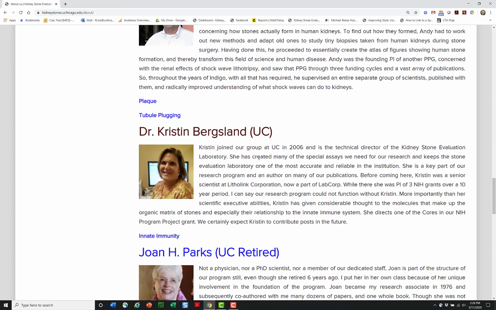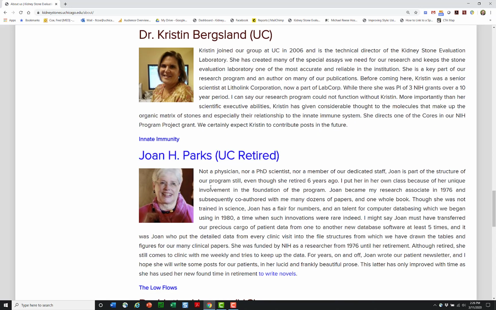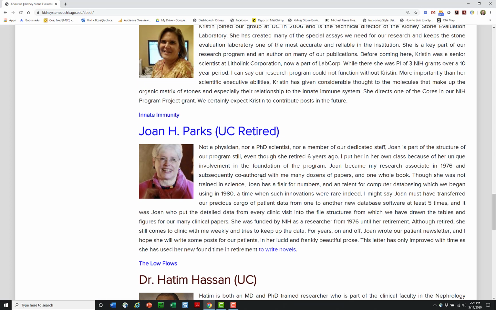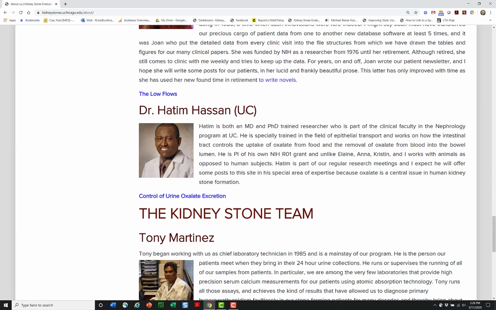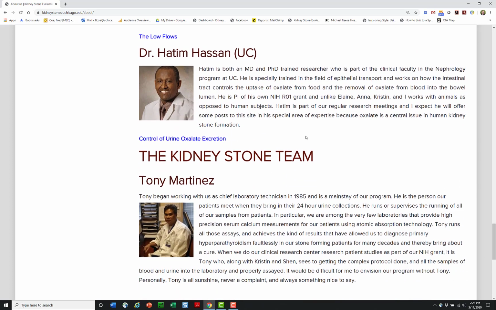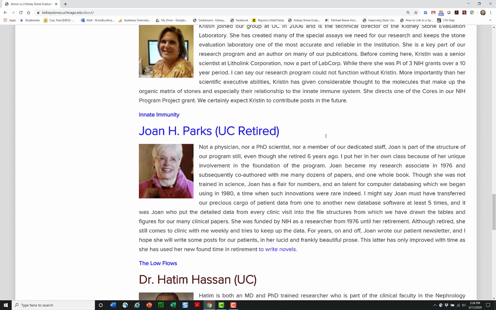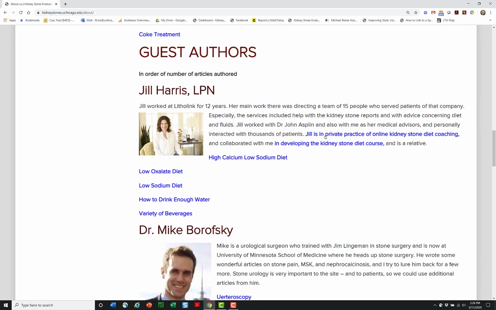Kristen Berglund runs our lab and has done a terrific job in getting us our data and a lot of our research. Joan Parks wrote about 100 papers with me and just has been a wonderful scientist and wrote a little bit about stuff on the site. She writes novels. Hadam is an expert on oxalate and has written for the site. And at that point I should stop because this is going to get way too long.